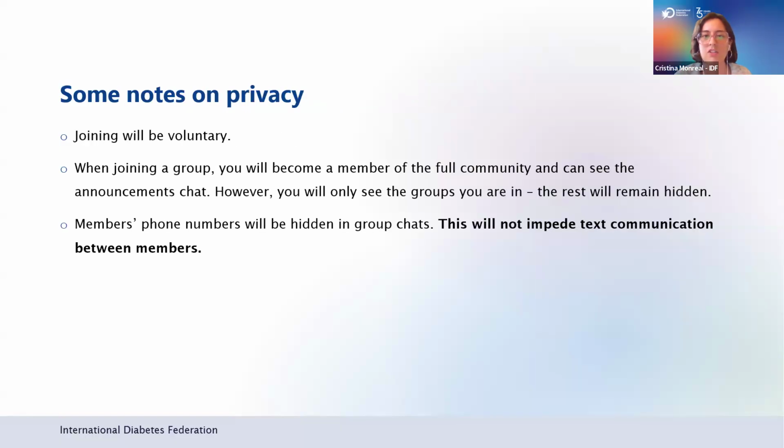So yeah, just a couple considerations regarding privacy, which is always important. Of course, joining the communities will be something voluntary. When you join a group, you will become a part of the full community and you will see the announcements chat, but you will only see the groups that you're a part of. That way, there's a bit more privacy in between groups. And another important consideration is that the phone numbers of the members will be hidden in between the group chats, but that this will not impede communication between members of a group. This was important because, of course, there's group chats which will be very small and everybody will know themselves in person. But for bigger group chats, we think it's important that it's your choice if you want to share your phone number with somebody or not.